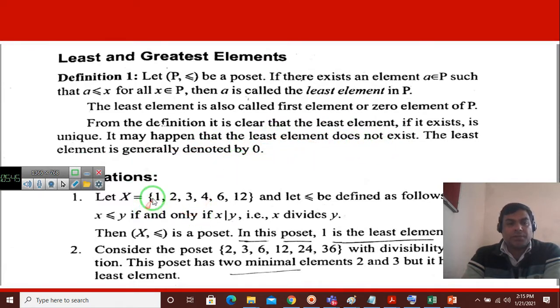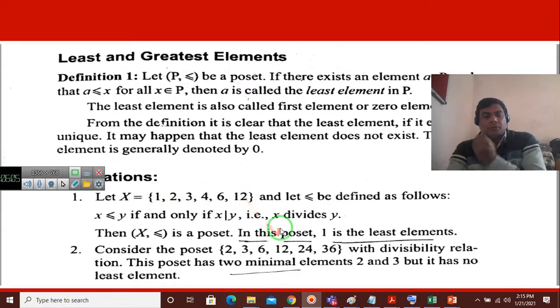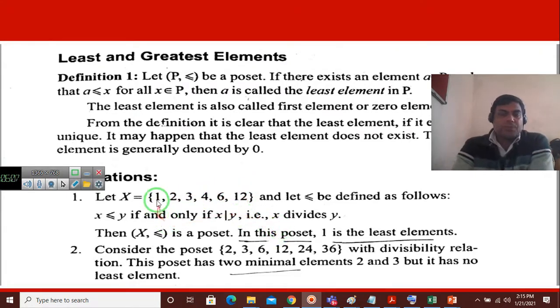For example, 1, 2, 3, 4, 6 and 12, let the relation be the divisibility relation. So X is a partially ordered set. In this set 1 is the least element because 1 divides 2, 1 divides 3, 2 divides 4, 2 divides 6 and 4 divides 12. Okay, so 1 is the least element.